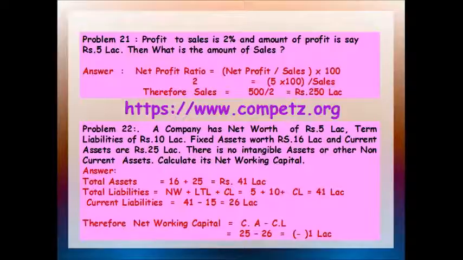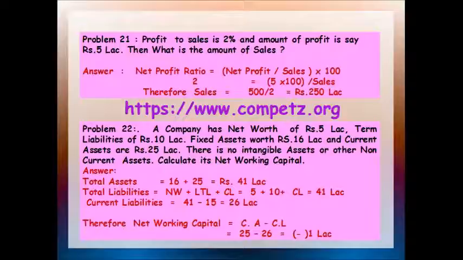Total liabilities: net worth is given as 5 lakhs. Term liabilities, long term liabilities, 10 lakhs. 5 plus 10 you will get 15. Plus your current liabilities, which is missing. So current liabilities is equal to total assets 41. The balance sheet is tallying, liabilities is equal to assets. Assets is 41, liabilities is 15. So 41 minus 15 you will get 26 lakhs, 26 lakhs as your current liabilities.